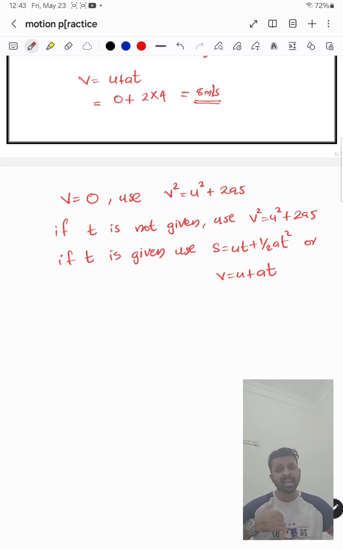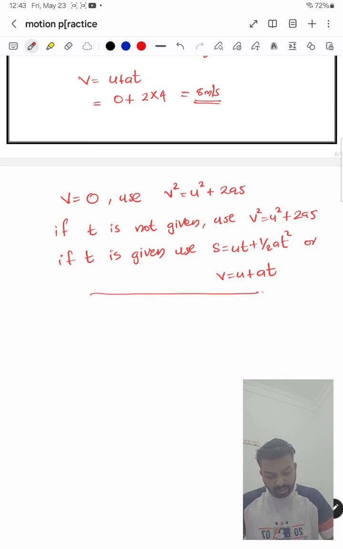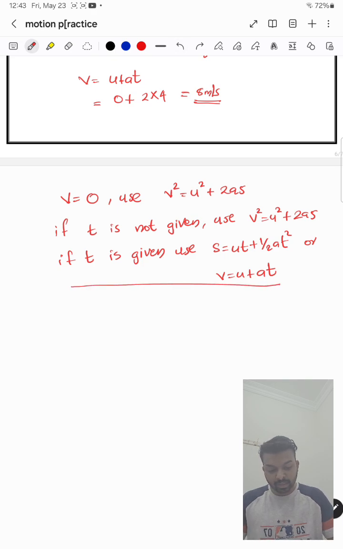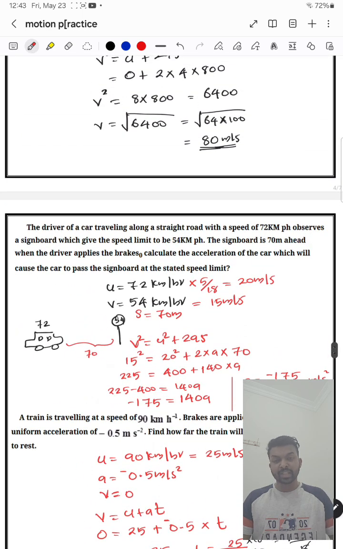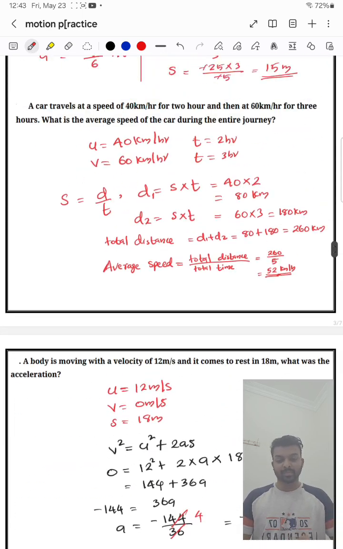In other situations, object comes to rest means v is equal to 0. If v is equal to 0, use the third equation. That will be better, because the v term will be 0, so v square will be 0 again. These are things we have to always understand. In the other regular sessions, we'll discuss more about this. So that is all about the equations of motion from chapter number 1. Thank you.